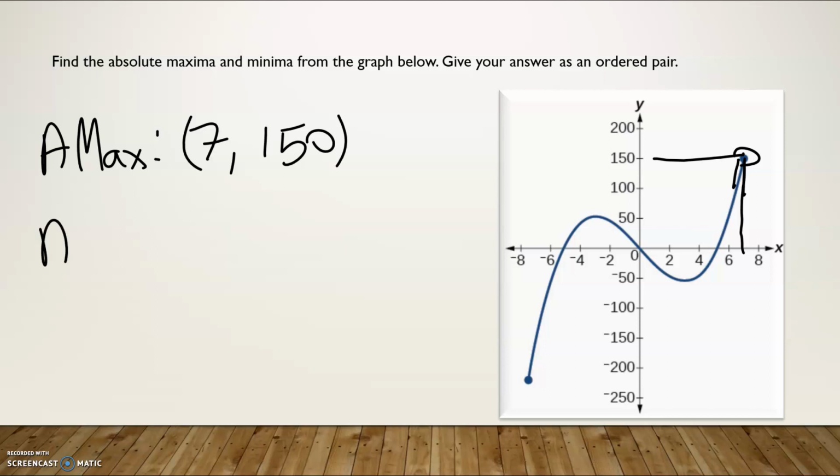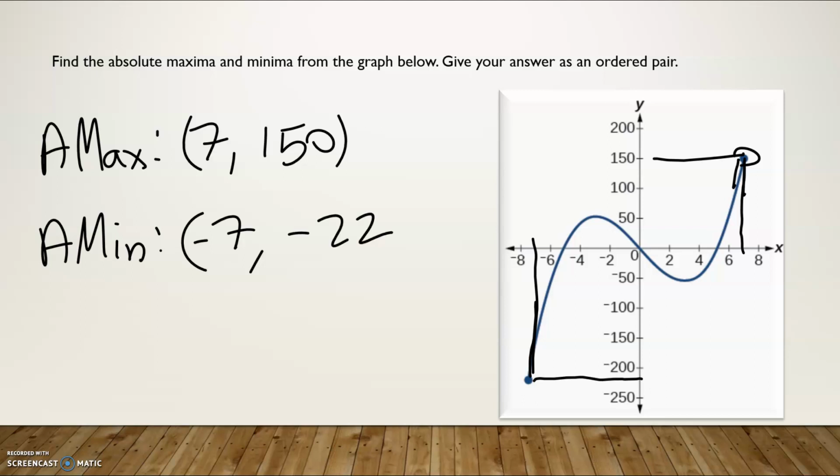And then the absolute min, which is this point right here, looks like it's going to be a -7. And looks like, we'll say that's -225. Actually, that's a little bit below halfway, so let's just say 15. Now on the homework, you're going to know the points.